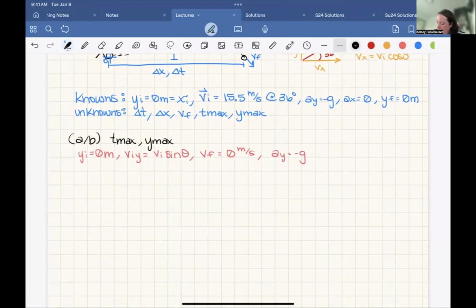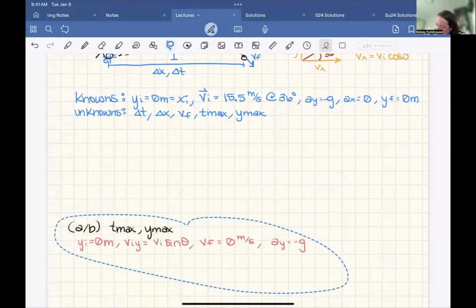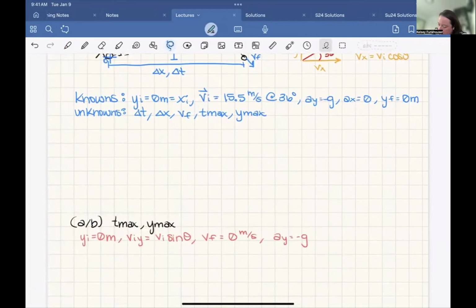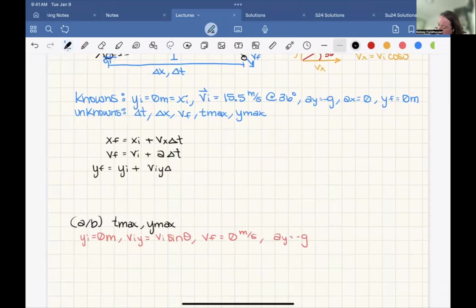And then let's pull out those kinematics equations. I'm actually just going to move this down and put them up here so then we can refer to them for each part of the problem. So x final equals x initial plus v x delta t. V final equals v initial plus a delta t. Y final equals y initial plus v initial y delta t plus 1/2 a y delta t squared. And finally, v final squared equals v initial squared plus 2 a y delta y.